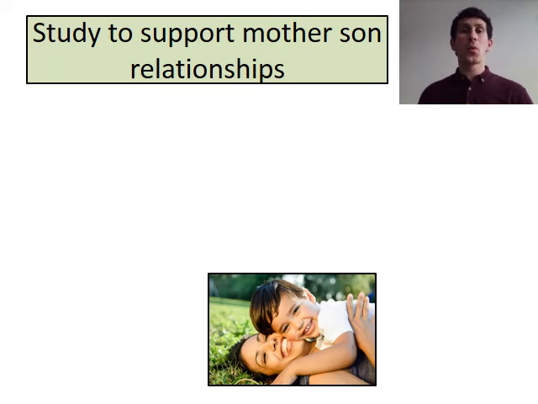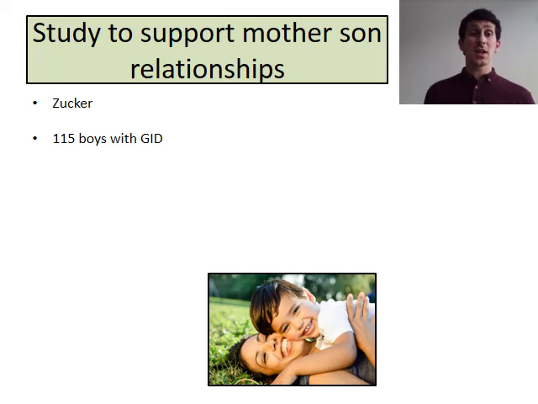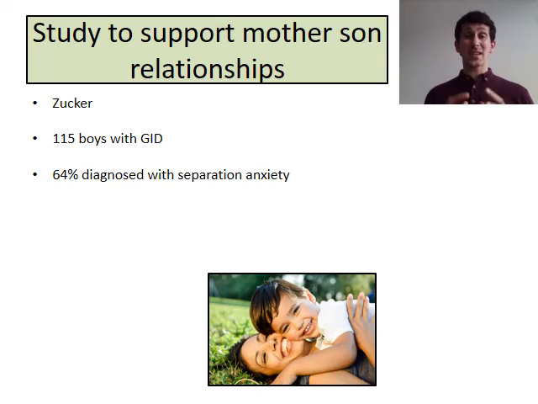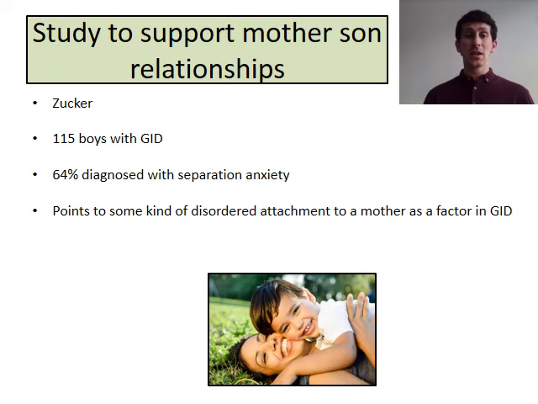There's also a study to support mother-son relationships as an explanation for gender identity disorder. Tucker conducted a study on 115 boys with GID and found that 64% of them were diagnosed with separation anxiety. So this therefore points to some kind of disorganized attachment, disordered attachment to the mother. So if they've got separation anxiety disorder, then it shows some overly close relationship with the mother, which later developed into gender identity disorder.